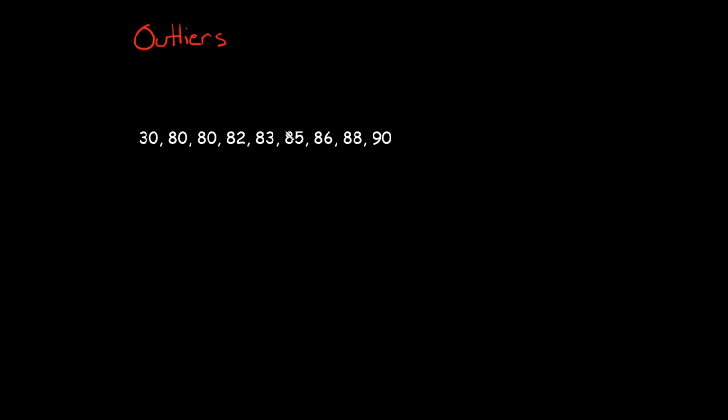So in this example, let's say most of your class scores are between 80 and 90, but one person scores a 30. So this 30 here, this is an outlier. This is an outlier because it does not fit in with the rest of the data points.